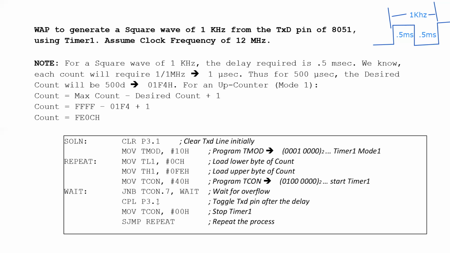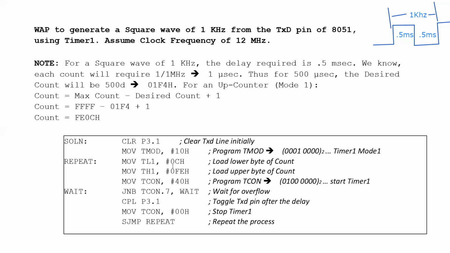bit, that is P3.1, complement P3.1. CPL is complement: if it is initially 0, it will now change to 1. And in the next iteration, it changes to 0. So this CPL P3.1 will toggle the transmit pin after the delay. And then now we are stopping the timer and we repeat the same thing.